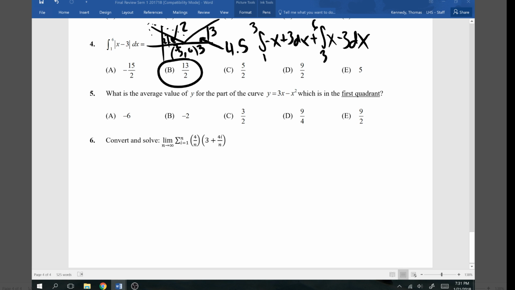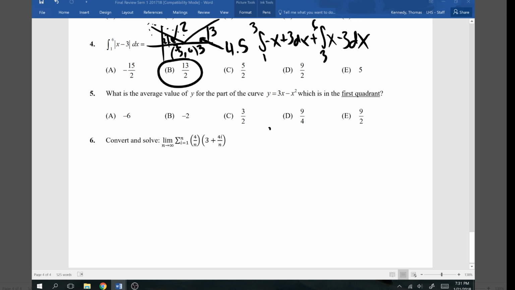Is absolute value the only thing you need a picture for? No. Definitely not. We get to volumes of revolution later, and that's super picture-y. Does a picture for number 5 make things easier? Absolutely, yes. 5 is another one where you need a picture.